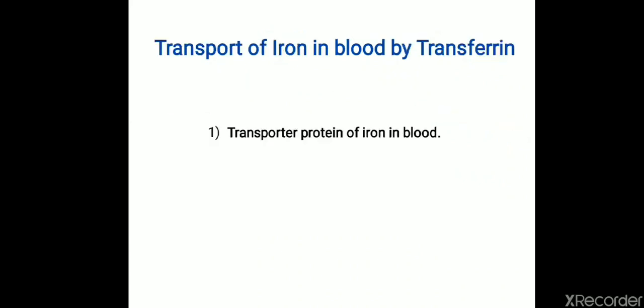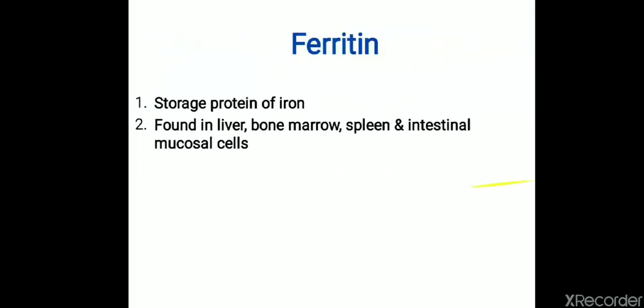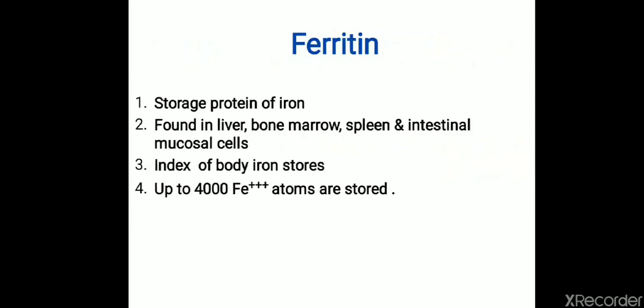And regarding transport of iron in blood, this is mediated by a protein known as transferrin. Transferrin is the transport protein of iron in blood, and one molecule of transferrin carries 2 ferric ions. And regarding ferritin, that is the storage form of iron, and one molecule of ferritin carries around 4000 ferric atoms.